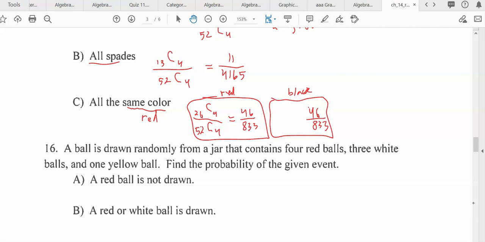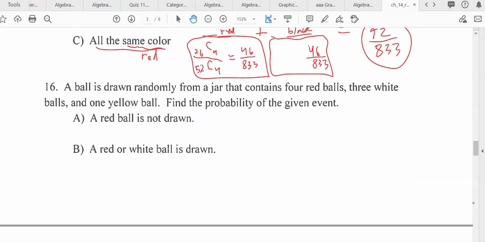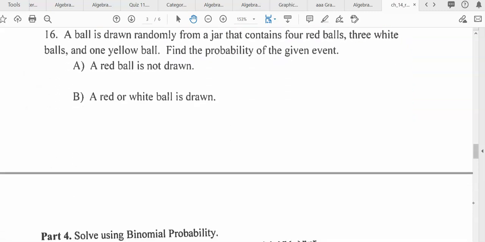So I really would be happy with all the same color. I'm happy if it's all red. I'm happy if it's all black. So what do I do with those? I'm going to add those up to get a total of 92 out of 833. Pretty tough problem. Because again, they could have made it easier, just said, oh, what's the probability of getting all red? What's the probability of getting all black? That would have been a much easier problem. But you had to kind of double your answer. Red and black were equally likely there.